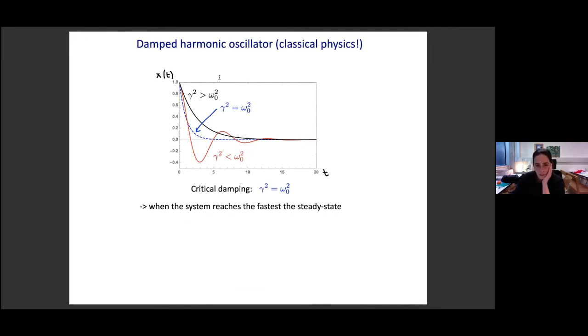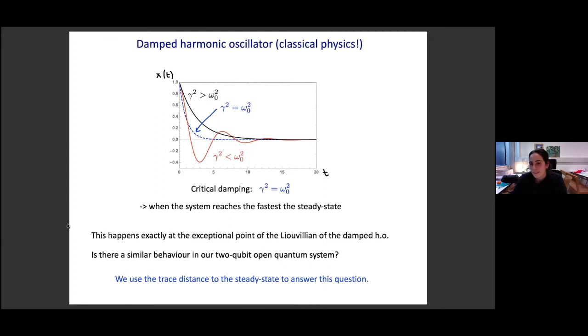And here I come back to the damped harmonic oscillator. So we have these three regimes: critical, overdamped, and underdamped. And we know that critical damping happens at gamma squared equal to omega 0 squared, and it is when the system reaches a steady state in the fastest way without oscillations. In fact, this critical damping, this exact point in the parameter space, is an exceptional point of the Liouvillian of the damped harmonic oscillator.